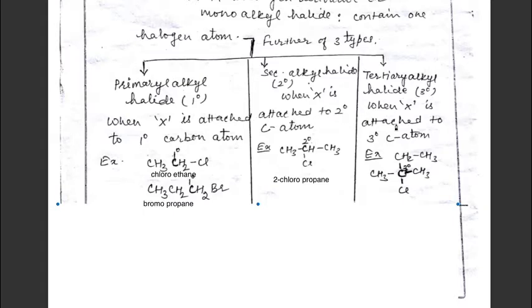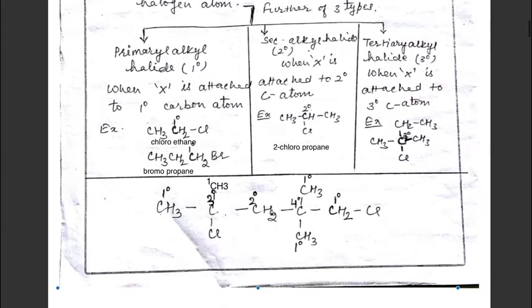Similarly, we can talk about tertiary alkyl halide. Chlorine is attached to this carbon atom and this carbon atom is of tertiary nature. Why? Because it is attached with 3 carbon atoms, 1, 2 and 3. So if chlorine is attached to a tertiary carbon atom, this compound is an example of tertiary alkyl halide. So this is the first classification of alkyl halides.